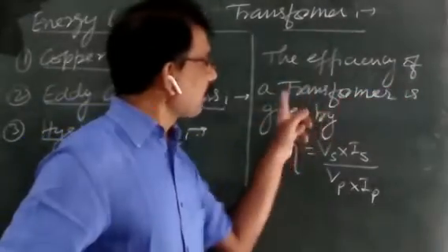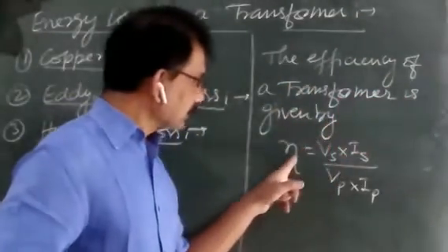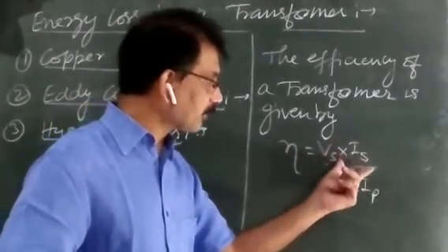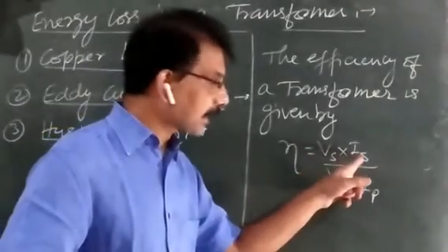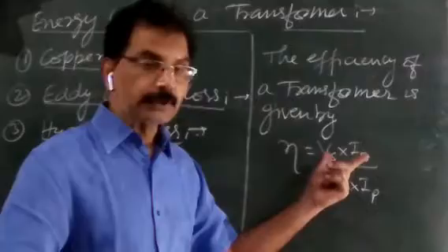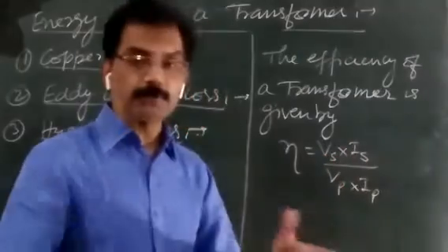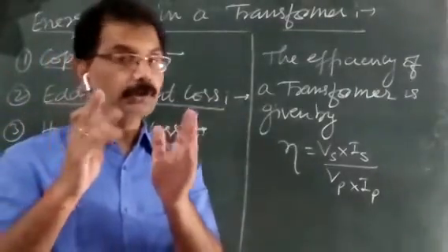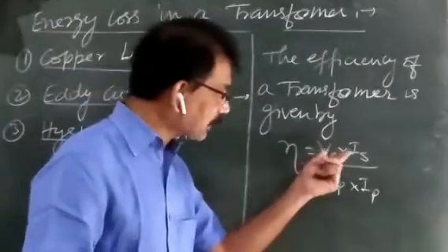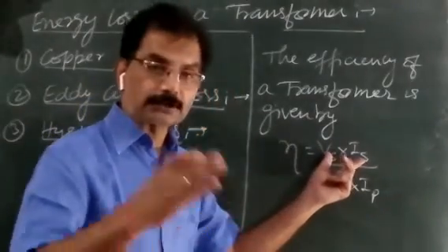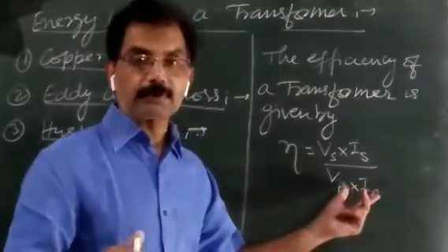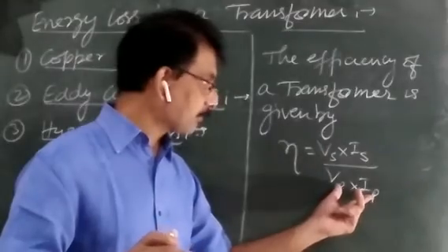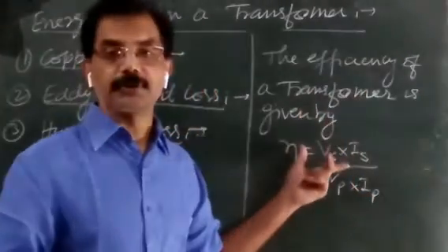And the efficiency of a transformer is given by eta is equal to Vs into Is, the product of voltage and current across the secondary. Already I have told you that Vs into Is means the power across the secondary, P is equal to VI, and output voltage is always taken across the secondary coil. Vp into Ip gives the power across the primary, and the ratio of power across the secondary to the power across the primary is called the efficiency of a transformer.